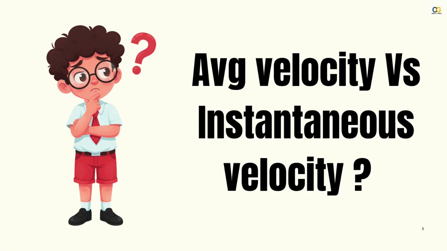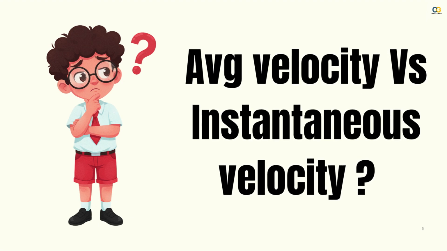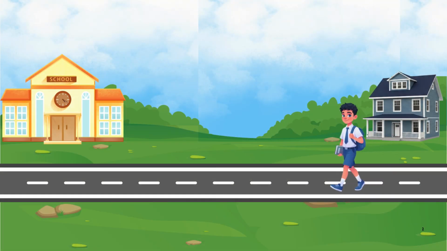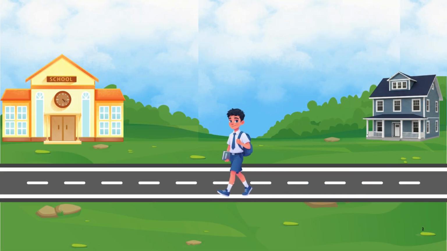Wondering what's the difference between average and instantaneous velocity? Let's solve this with a simple story. Arav is walking from home to school on a straight road.